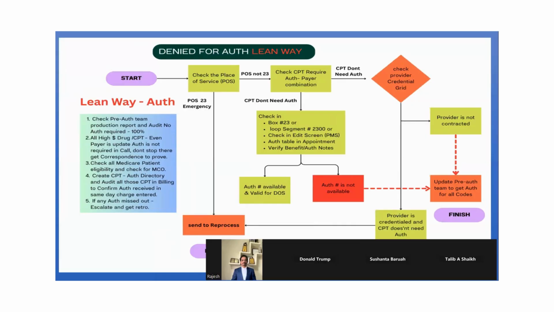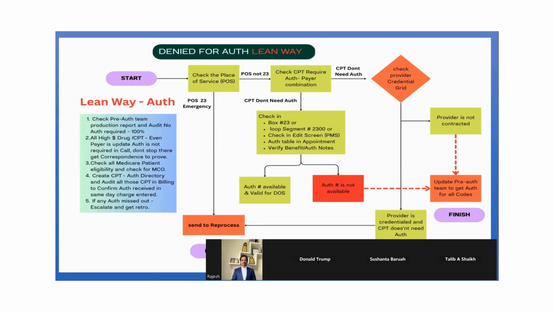That's what we have been discussing for quite a long time. What is the difference? What else can Lean do? It's the same process, and we are not going to touch anything here. The only thing is you have to improve your pre-auth team. Everything is front end, and we cannot do anything in the back end. So what do you need to do? Check the pre-auth team production report and audit the auth required category.